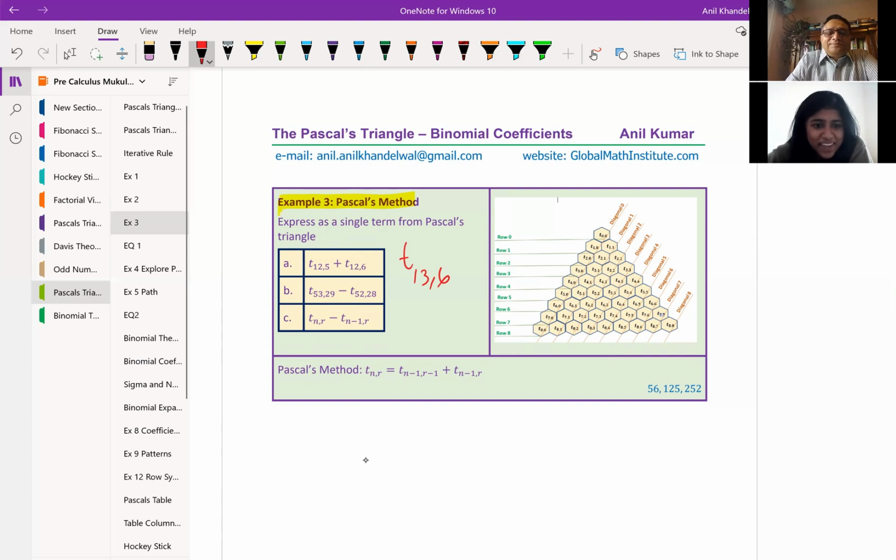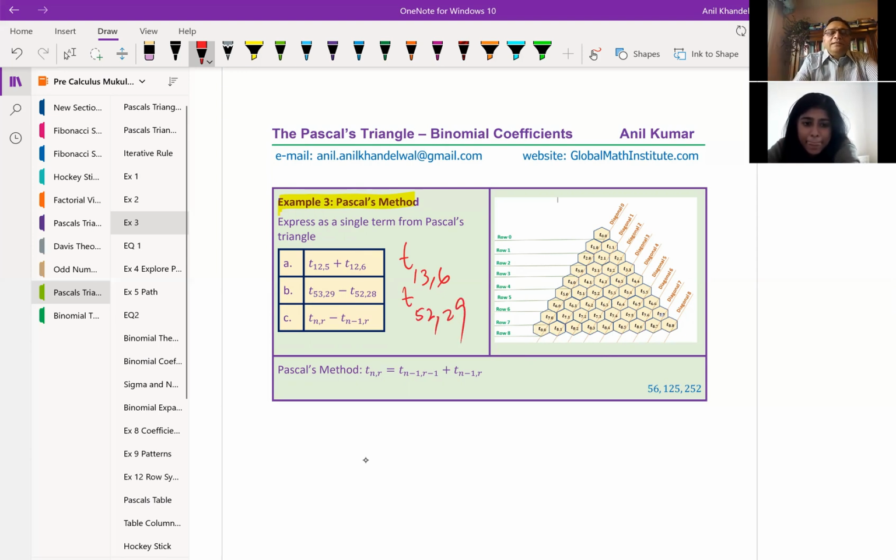The next one is T53,29 minus T52,28. There's a minus, so we rearranged it. Do you understand? Yes. So the answer we're looking for: since the other term is 1 less than the 53, and the other term is 1 less, we're looking for Tn minus 1, r. So T52,29. Perfect, that is correct.